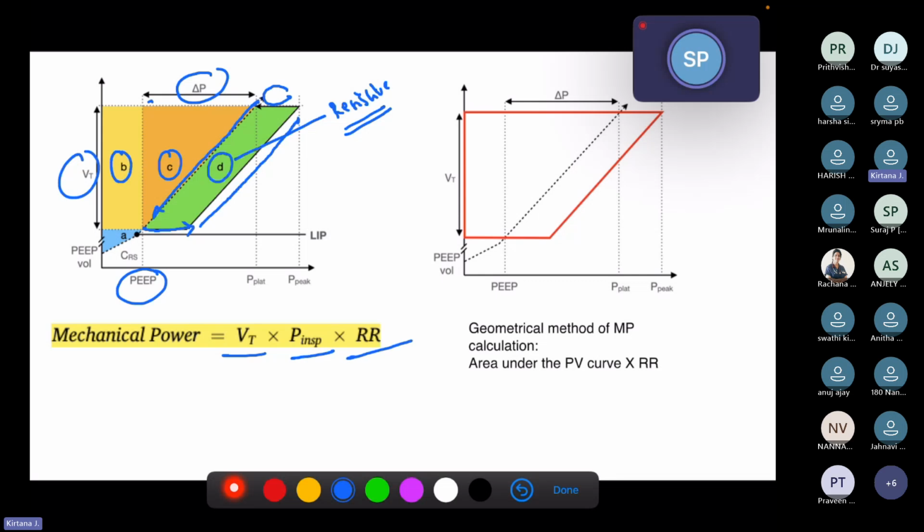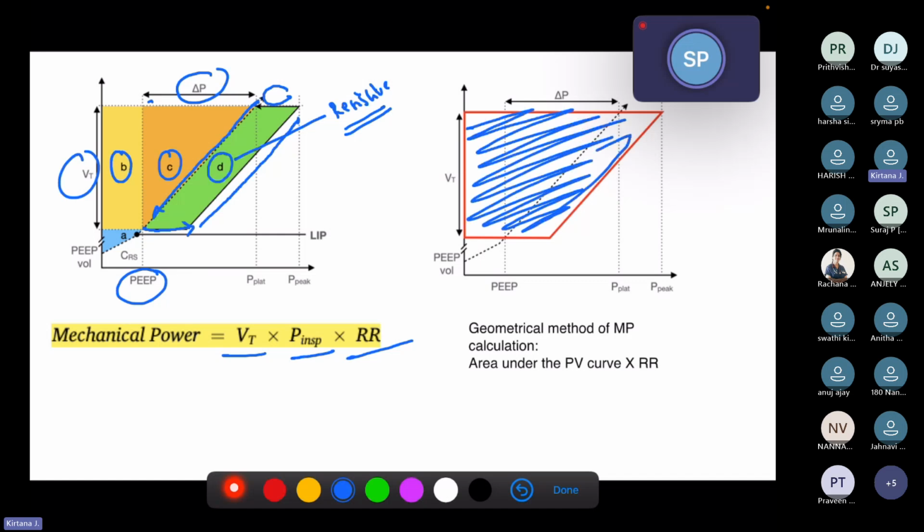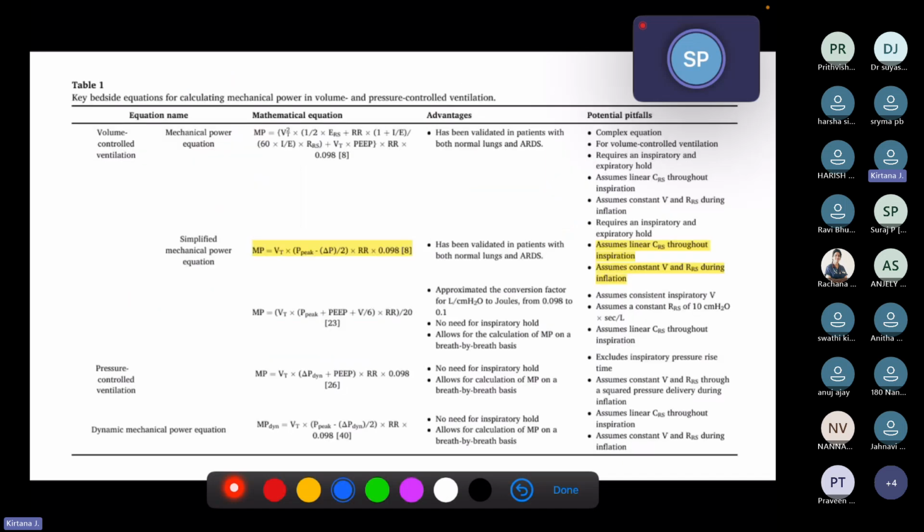So the true method to determine the mechanical power is actually to look at the area under the PV curve and then multiply it by RR. But this is an extremely tedious process, right? So a lot of authors have tried to derive various mathematical equations that can predict and estimate this mechanical power. This was the first equation that was given by Gattinoni et al., which is a very extensive equation, as you can see, which can estimate the mechanical power that the ventilator is giving to the patient every minute.